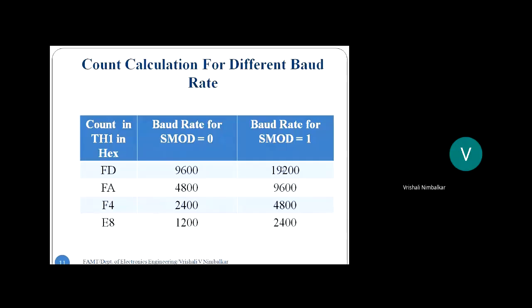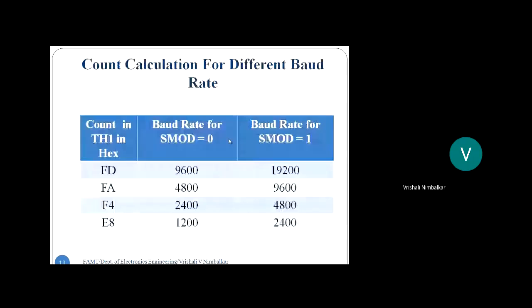So can you find the difference here? When SMOD is 1 and when SMOD is 0, I have these count calculations, and if I set SMOD, I get double the baud rate for the same counts. Double of 9600 is 19200. Double of 4800 is 9600. Is that okay? So that's how that SMOD bit affects the baud rate.